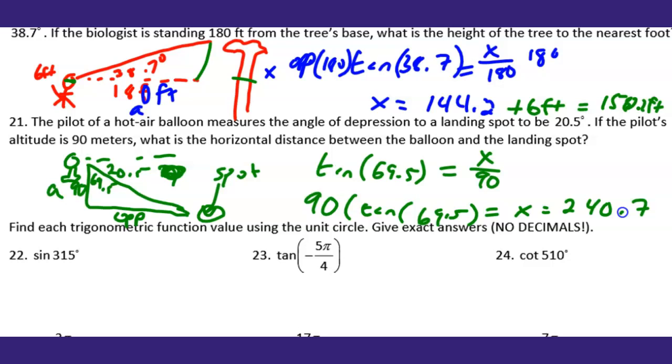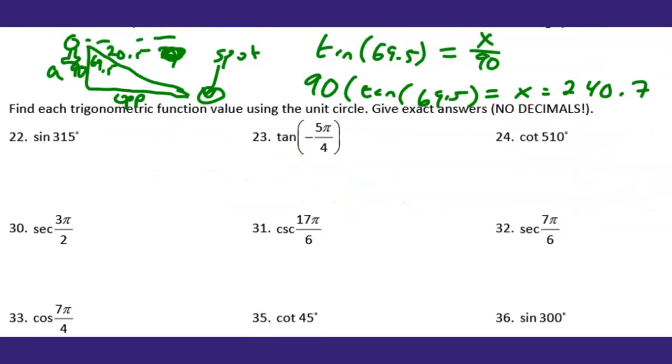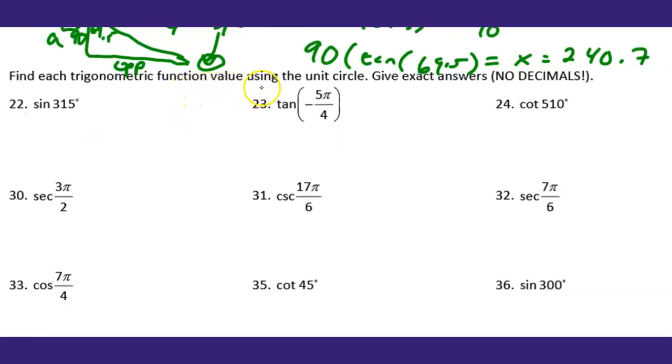Now, let's look at number 22. It says, find each trigonometric function value using the unit circle. Give exact answers, no decimals. So sine of 315, remember sine is x.